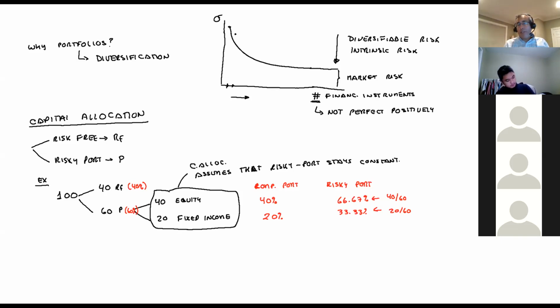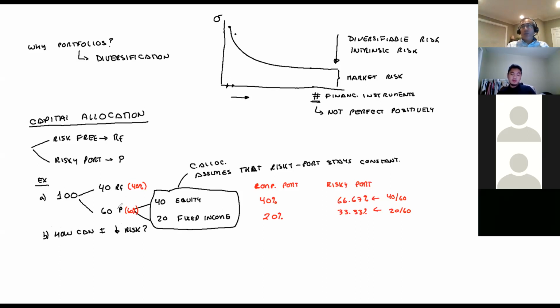Okay, so capital allocation, guys, doesn't care about what is inside. What we are going to assume is that this is constant. So this implies, how can I reduce my risk? So given this example, how can I reduce my risk? Guys, how do you reduce the risk in this portfolio, 40/60? Move more to the risk-free. Exactly. So that's what capital allocation is.